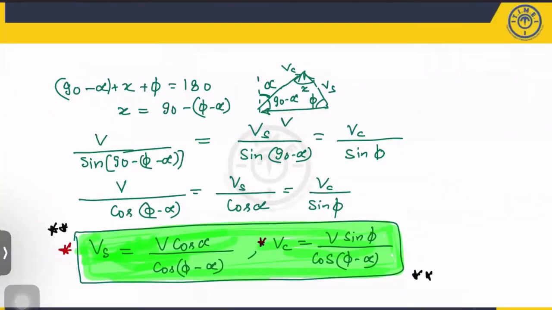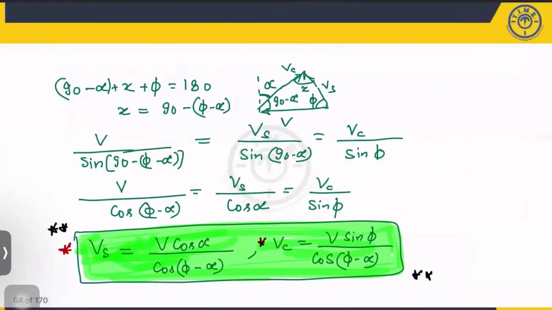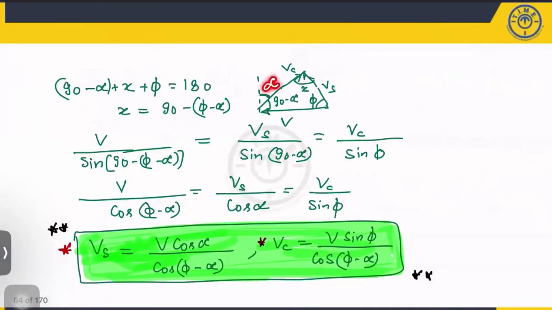This is the cutting velocity. Shear velocity in this direction, and this is chip velocity. What is this angle? This angle is alpha, that means the rake angle. That means this angle is 90 minus alpha because the total is 90 degrees. This is shear angle phi. Can I calculate this x value? Yes, this total angle will be equal to 180. So you will get x equal to 90 minus phi minus alpha.